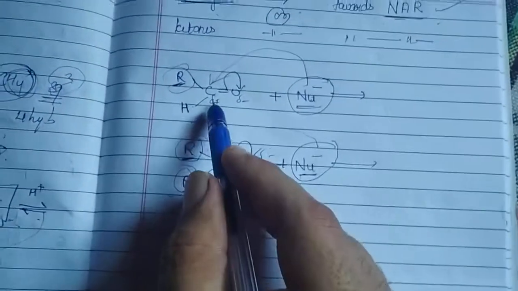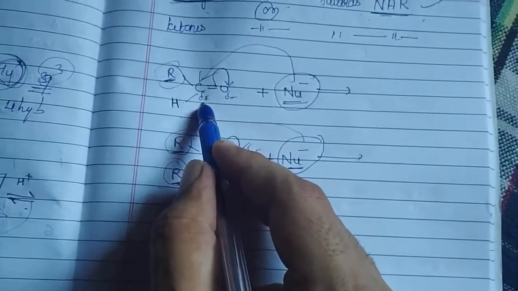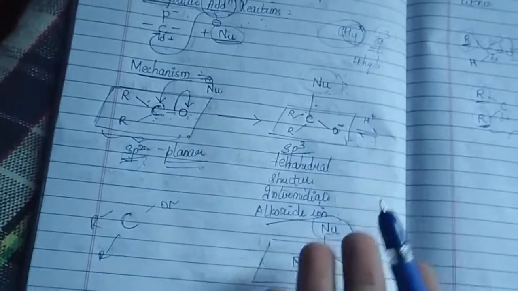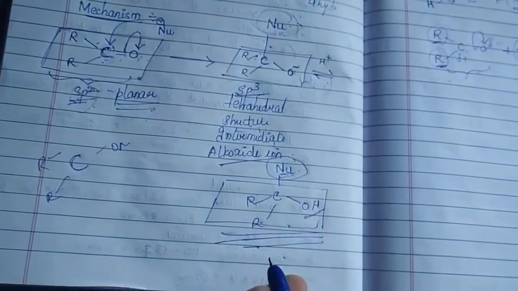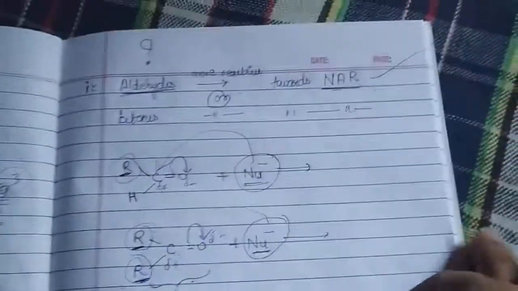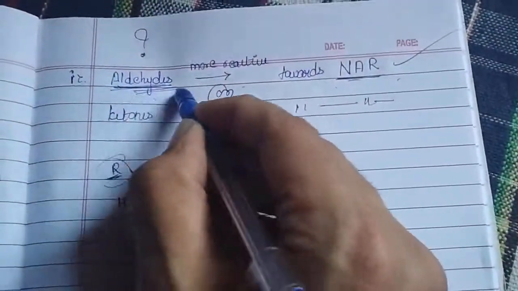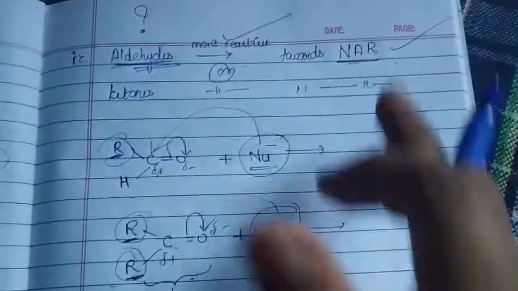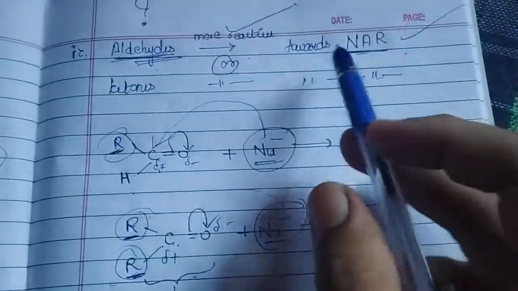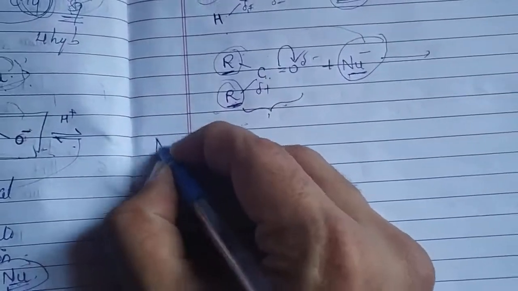So once it is easy for the nucleophile to come and sit, what happens? Easily the reaction proceeds to give us the nucleophilic addition product. So that is the reason, remember, aldehydes are always more reactive than ketones towards the nucleophilic addition reactions. Make a note of it.